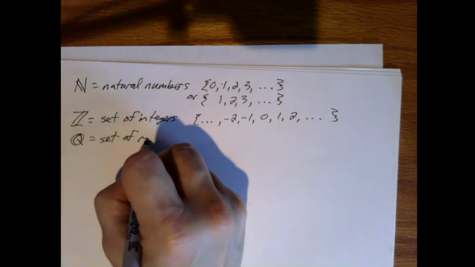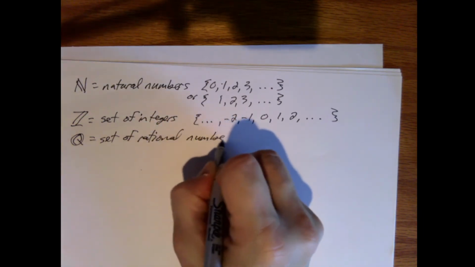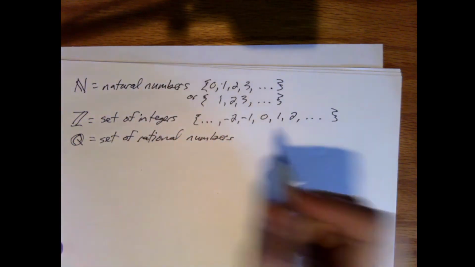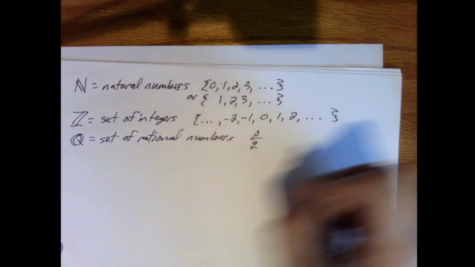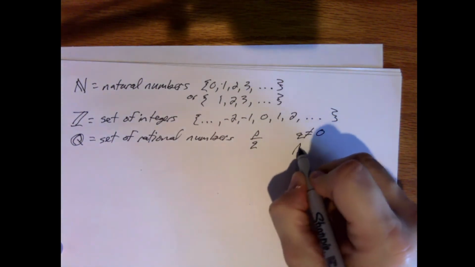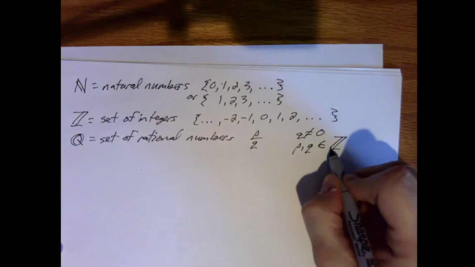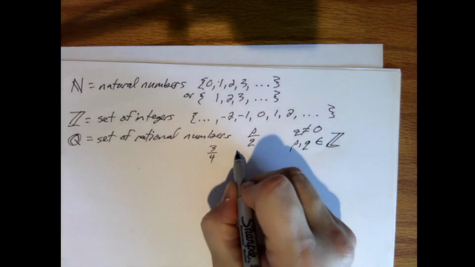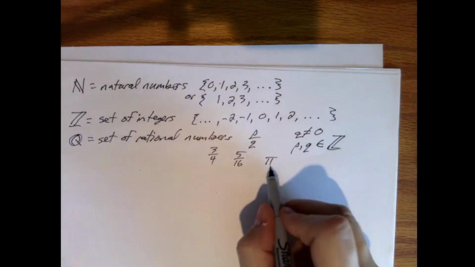Set of rational numbers. Those are the ones that can be represented as a ratio of integers where the denominator is not 0. So that's P and Q, where Q is not equal to 0, and P and Q are elements of the integers. Okay, so things like 3/4, 5/16. It does not include things like pi, right? Because that's an irrational number.